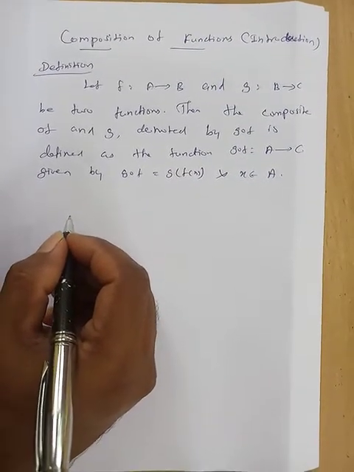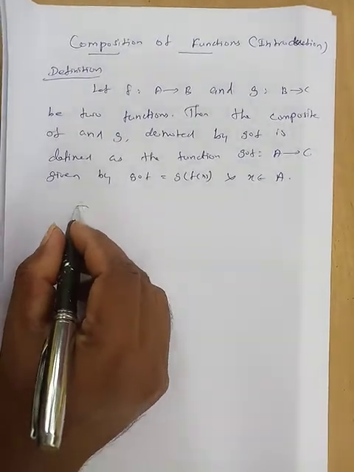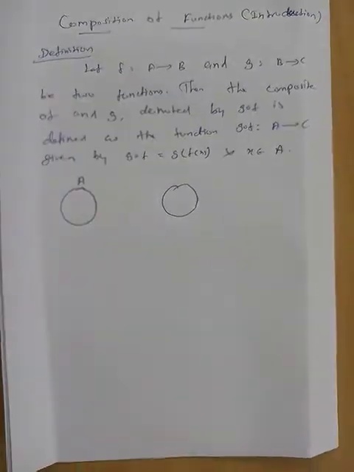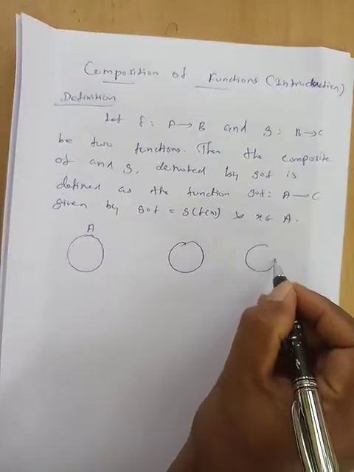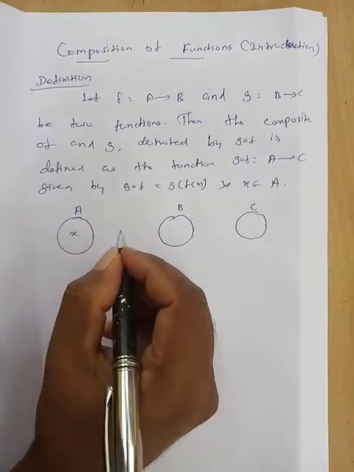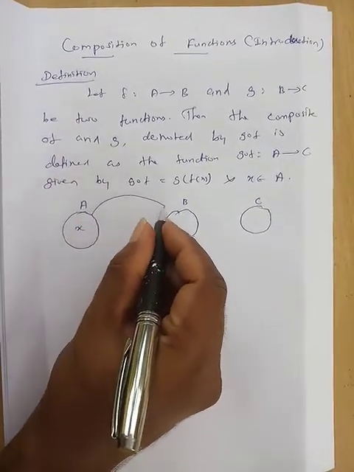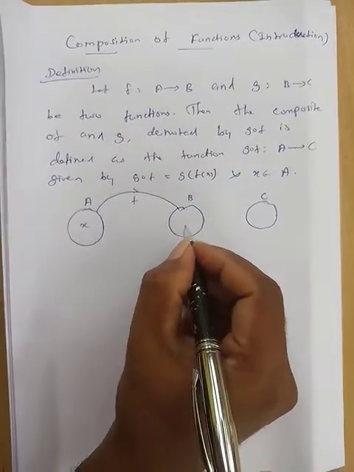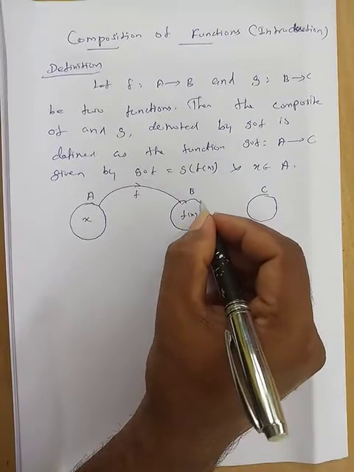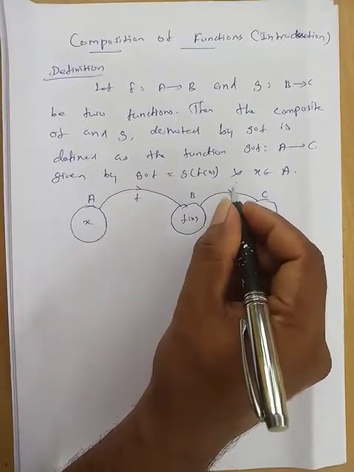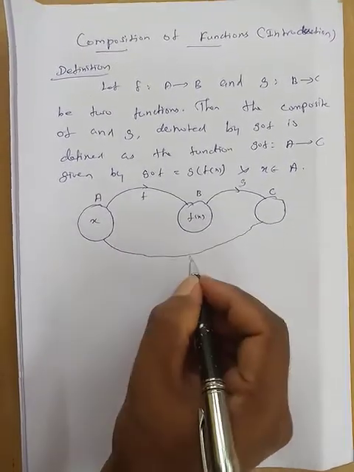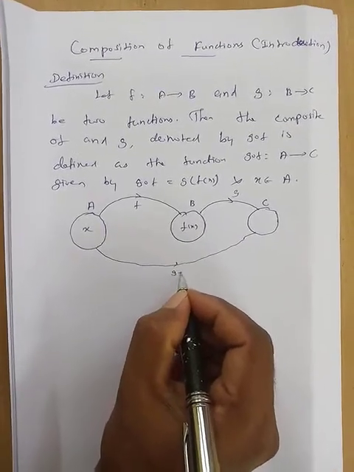Now, the diagrammatical representation of composition of functions. Consider three sets A, B and a third set C, with elements x in A. First consider a map from A to B, that is f. Now the elements of the set B are f of x. And a map from B to C, consider as g. Then the map from A to C is called g composition f.